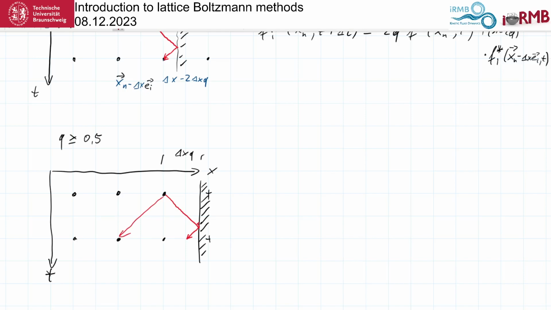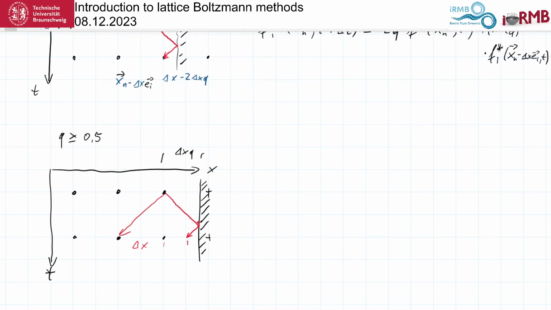But we also have the guide that is going this way. So this here is now delta x, and this distance here that's left is now actually delta x minus what we had before, 1 minus this distance here, this is 2q minus 1. So it's kind of the opposite to what we had here previously.